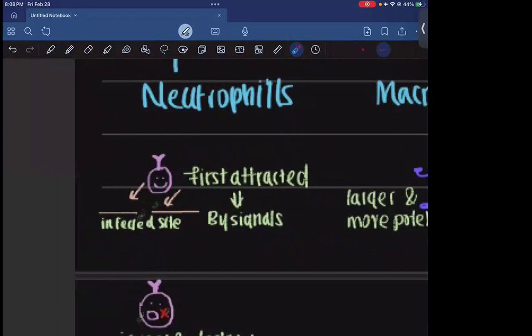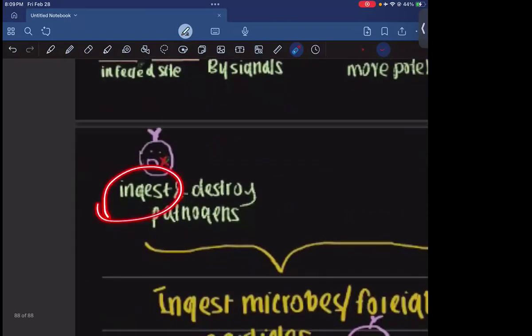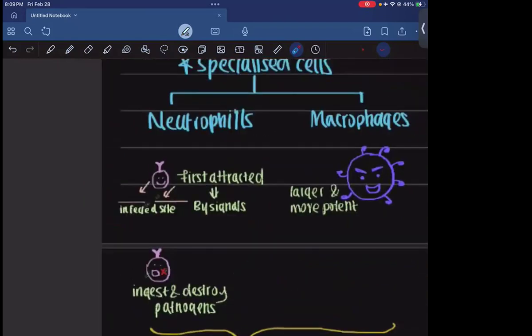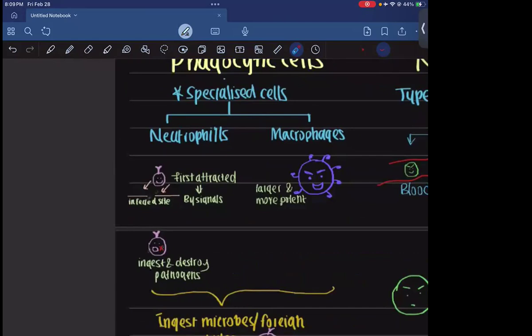How are they going to get attracted? There will be signals sent by the infected site. There will be signals sent to these neutrophils by the infected site, and these neutrophils will start to come. They will be ingesting these pathogens, and they will destroy these pathogens. So ingesting and destroying them is known as phagocytosis. So neutrophils are specialized cells involved in phagocytosis. Who are they? Neutrophils and macrophages.